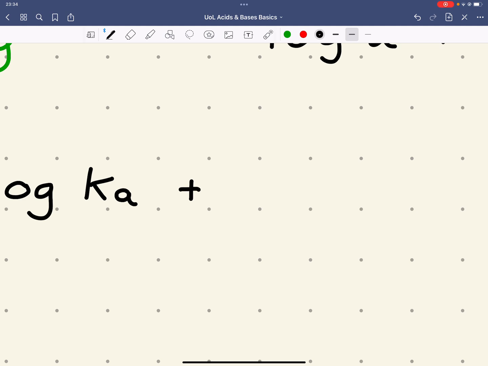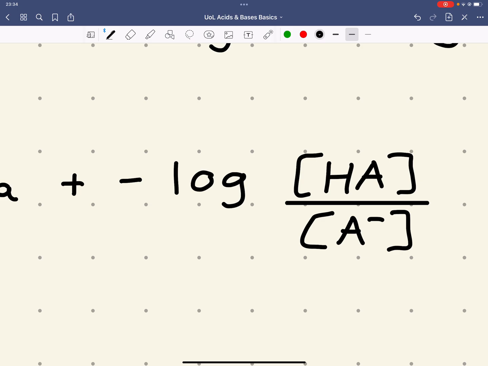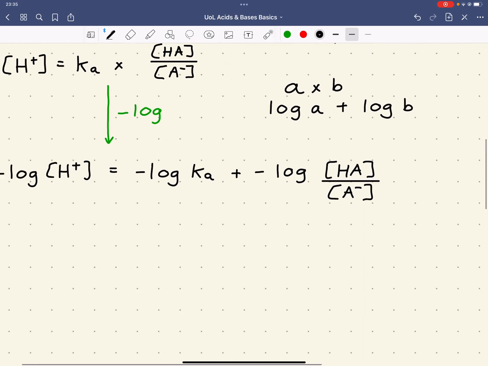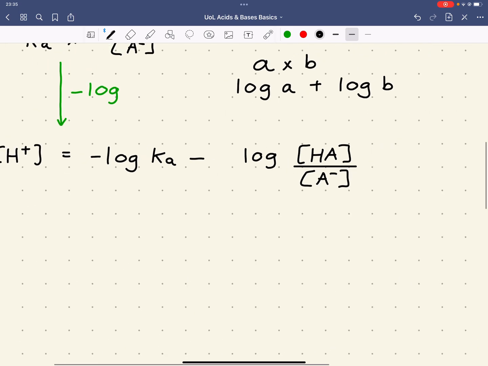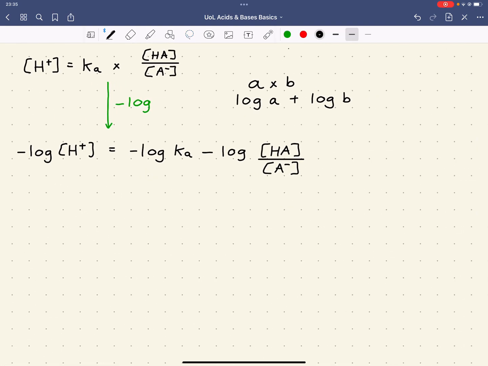So plus, and remember with minus log and everything, minus log, and that's the concentration of HA over the concentration of A minus. So obviously, this plus minus term here, a plus and a minus makes a minus, so I can get rid of that and just put a minus there. Just move that a bit closer. So that now is part of the way towards my Henderson-Hasselbalch equation.